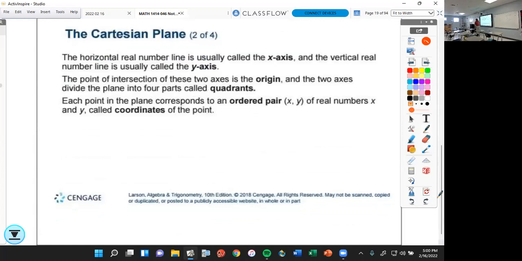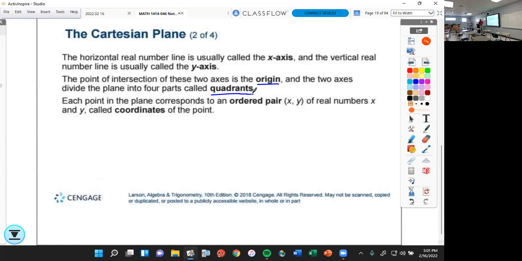The horizontal real number line is usually called the x-axis. Now we can call it other things, but by default, we're going to call it the x-axis, and the vertical number line is going to be the y-axis. The point where they cross is called the origin. So that's kind of like your beginning point. Anytime you're graphing a point, you're going to start at the origin. That's your beginning point. The origin location is at 0, 0. Those 2 axes divide the plane into 4 parts. And as I said just a while ago, those parts are called quadrants, quad meaning 4. So we have 4 sections.